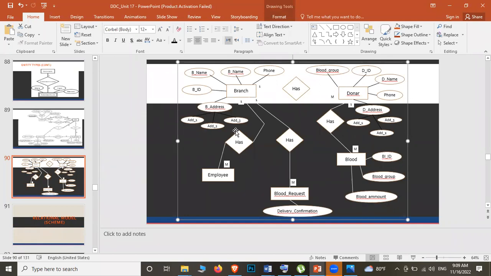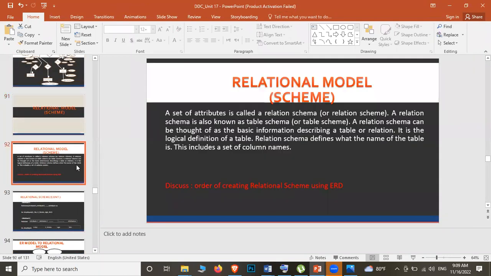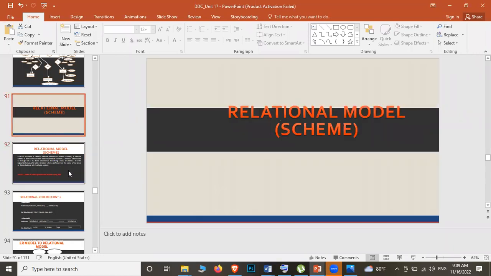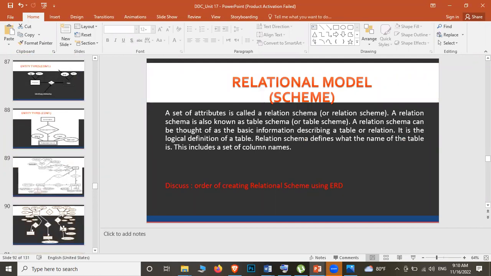This one we learned, we discussed, isn't it? We discussed it as well. Okay, relational model schema. This is what we need to learn for now. So now you guys tell me, do you have any doubt related up to this?